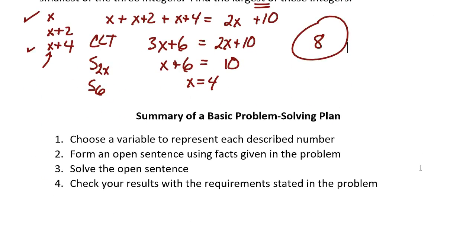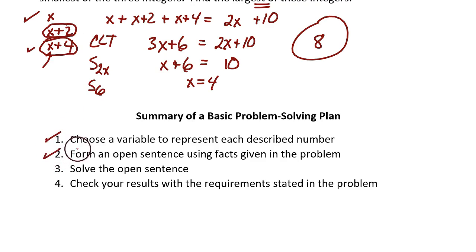Here's a summary of the steps that we went through to do this. We might call this a problem-solving plan. Step 1, choose a variable to represent each described number. We chose the letter x to be one of the three integers, and then figured out how to model the others in terms of x. We called the next even x plus 2, and the next even after that x plus 4.